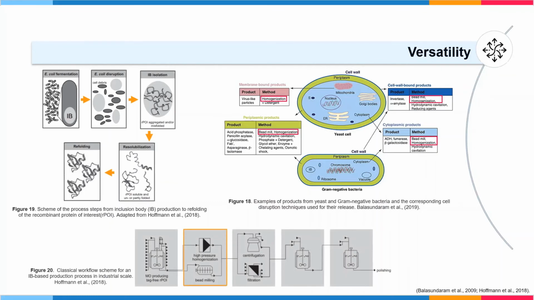Inclusion body yields do not vary significantly between high-pressure homogenization and agitation bead milling, but the physical characteristics of the homogenate do vary, including the viscosity and the cell debris size distribution. Also, the beads of a bead mill can still be separated easily from inclusion bodies by sieving, because the beads, ranging from 0.5 to 1.5 millimeters in diameter, are an order of magnitude larger than inclusion bodies.